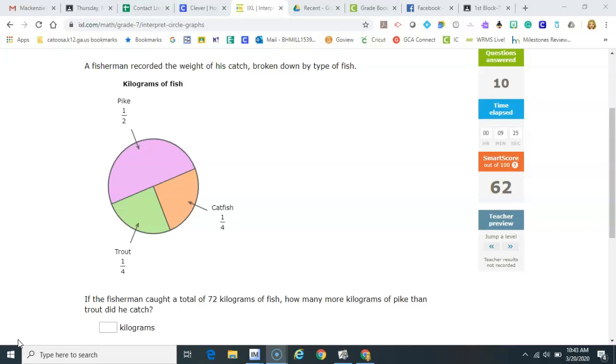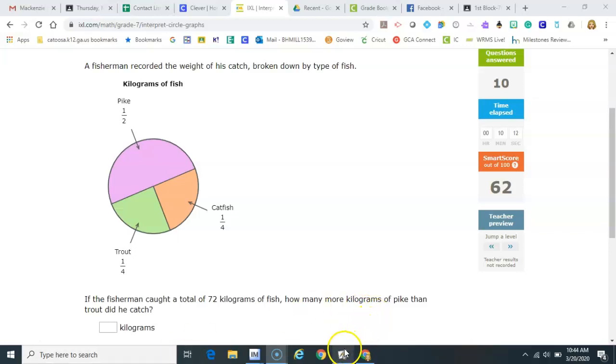A fisherman recorded the weight of his catch, broken down by type of fish. So it looks like about half are pike, 1/4 trout, and 1/4 catfish. If the fisherman caught a total of 72 fish, how many more kilograms of pike than trout did he catch? So let me make some notes on my paper before I switch screens. So there's 72 kilograms of fish. How many more of pike? Then, so pike was 1/2, then trout, and trout's 1/4.